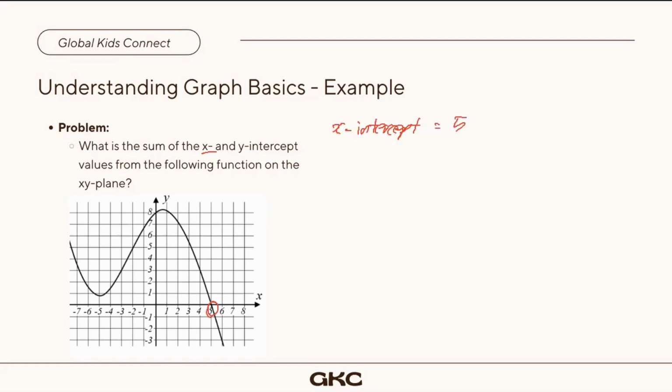And so we can say that our x-intercept is equal to 5. Now we also need to find the y-intercept. The y-intercept is when the graph touches the y-axis. That happens at this point right here, which the y value for is 8. Therefore, we can say that the y-intercept has a value of 8. Knowing these two, the question asks to sum them, which means adding up the two values. So the sum of the x and y intercept will be 5 plus 8, which equals 13.